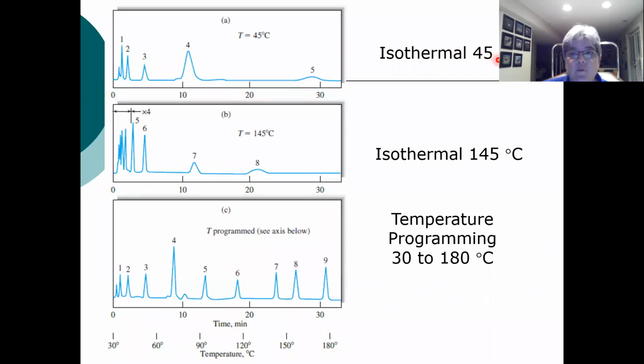So notice I did a separation at 45. Isothermal means one temperature. And so notice I got 5 peaks out after 30 minutes. Peak 5 is very broad. And then I increased the temperature. And notice now peak 5 came out in less than 5 minutes, but my resolution is really bad. So good resolution, long times. Poor resolution, short times. Okay, so now this is where we turn to temperature programming. So here they started at 30 degrees and gradually increased the temperature. And notice after just a little bit more than 30 minutes, 9 peaks out, beautiful resolution. Okay, that's the power of temperature programming.